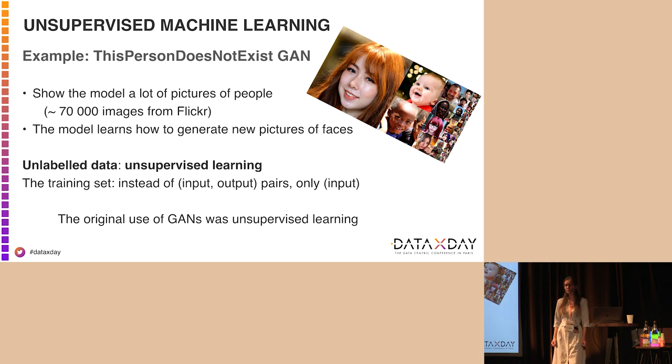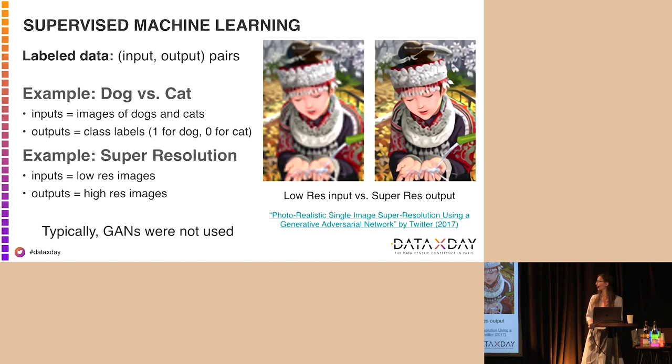And this was actually the original use of GANs. They were supposed to be used for unsupervised learning. Now, in supervised learning, you have labeled data, and one of the very simple textbook examples of this would be the dog versus cat classifier. Say you have a bunch of images of dogs and images of cats, and you want the network to learn how to distinguish between the two. Then your training set looks like pictures of dogs and cats that are labeled, say one for dog, zero for cat, or the other way around if you're a cat person. So here the outputs are the class labels.